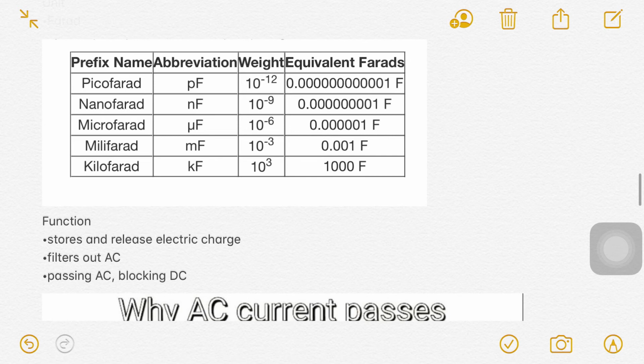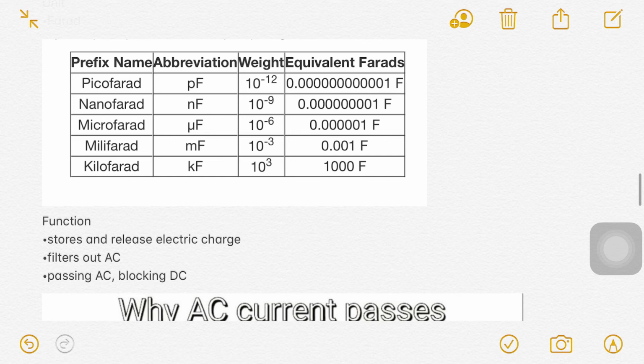And it could also filter out AC. Depende kasi kung paano natin i-connect sa isang circuit, kung connect ba siya papunta sa ground. So, depende talaga sa application. But basically, ang capacitor, pinapadaan niya ang AC at binablock niya ang DC.